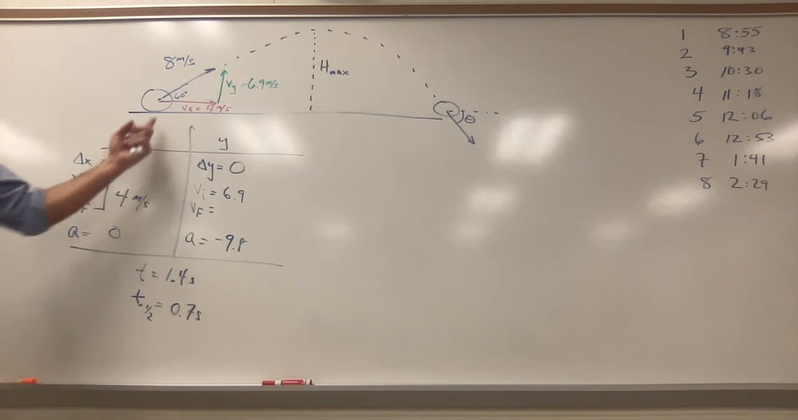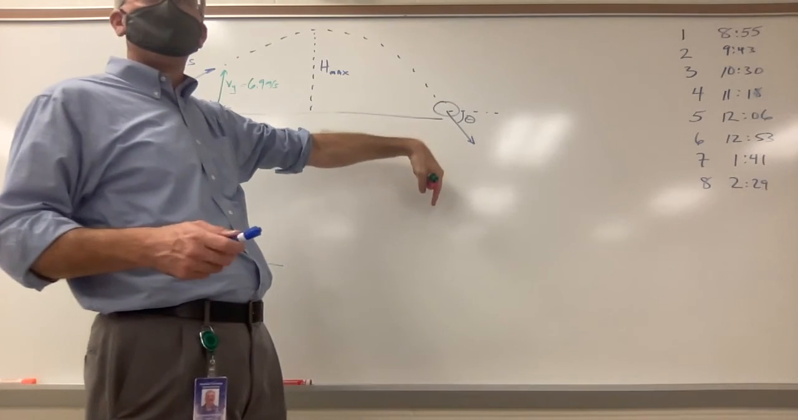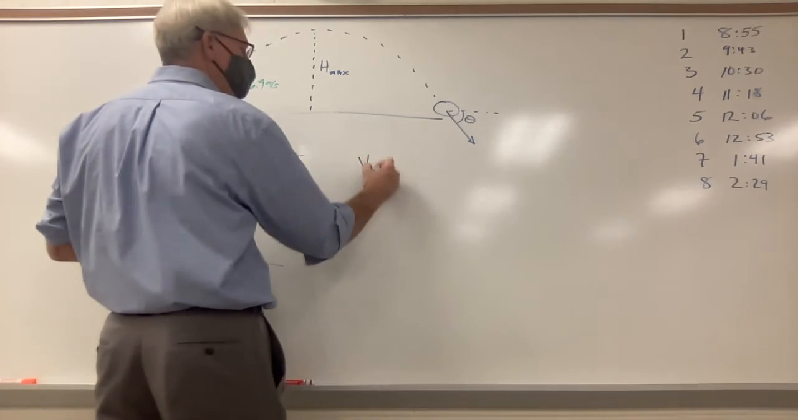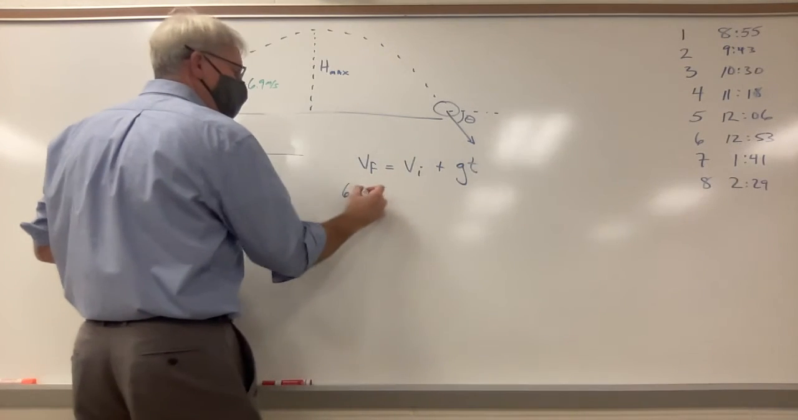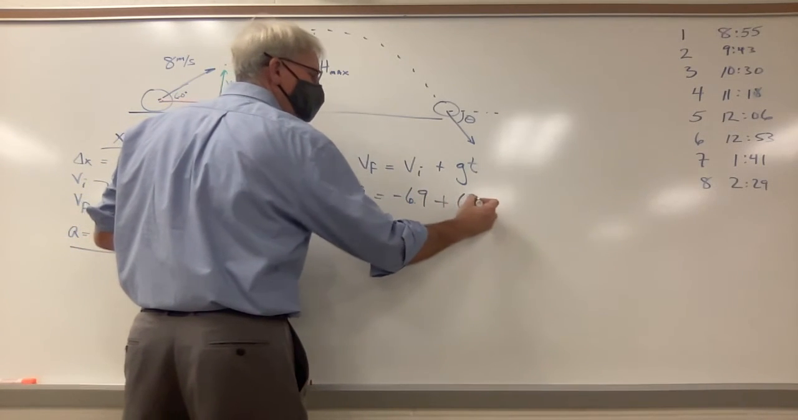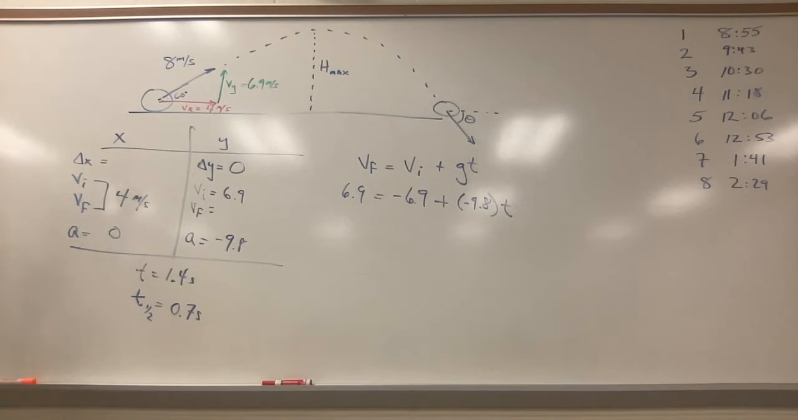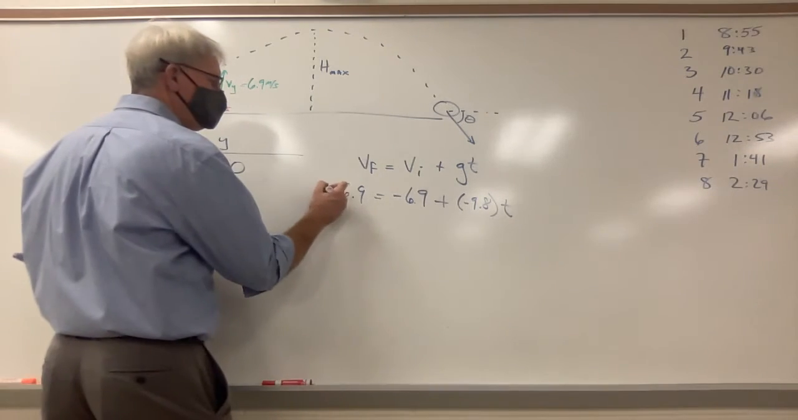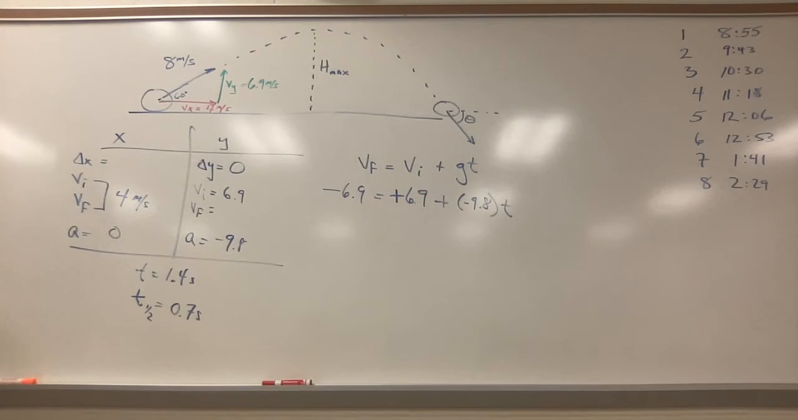So if I start out going 6.9, what's my speed when I come back down? Not 6.9. So what is it? Negative 6.9. Wait, why is your initial negative? You're going up. I'm going up, that's 6.9. Oh, I mixed them up. Sorry. Good call. I was wondering why I was about to get a negative time.